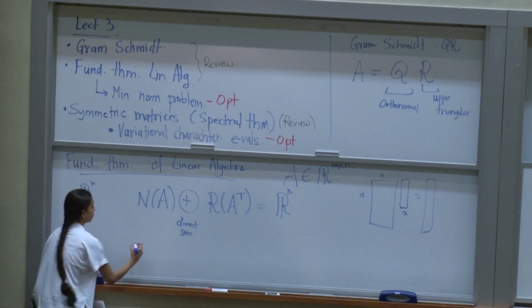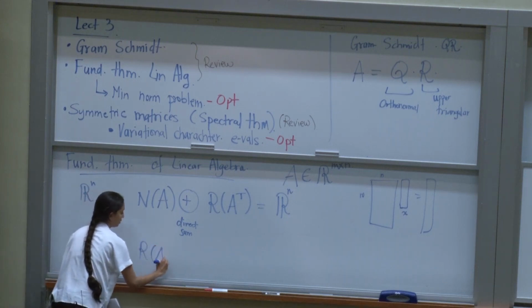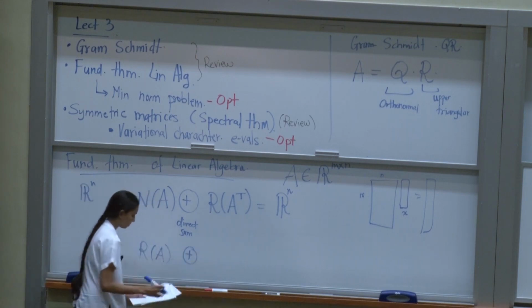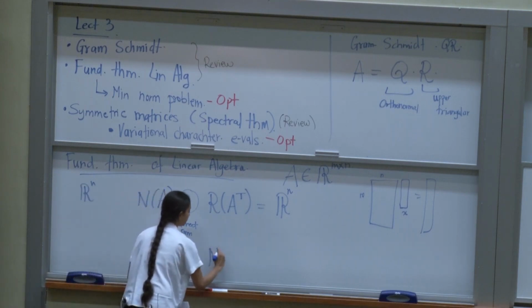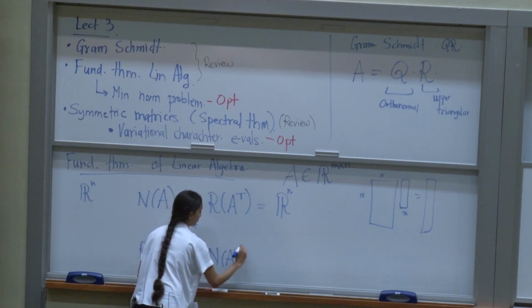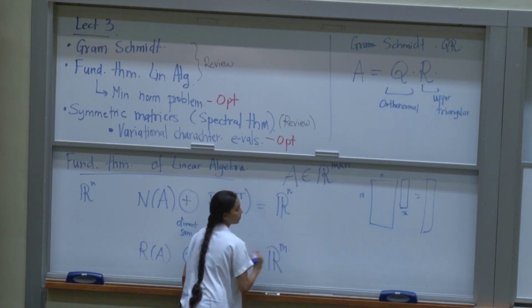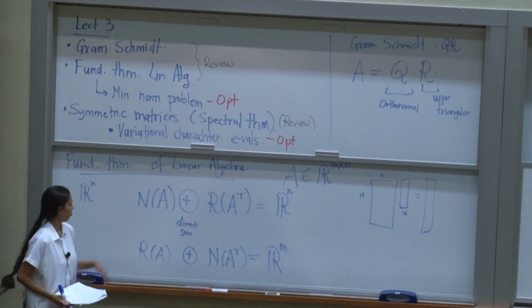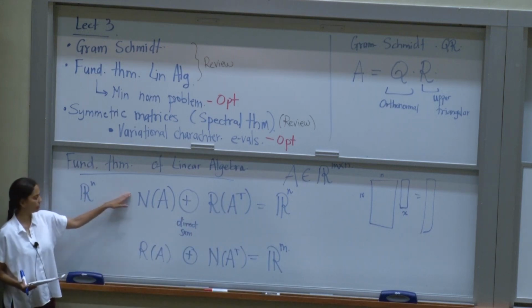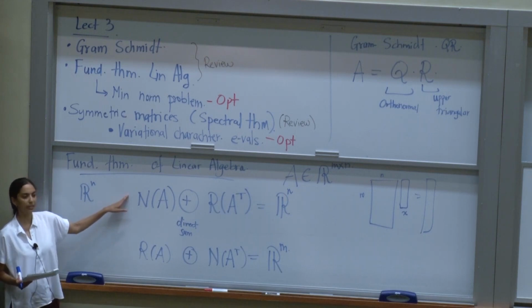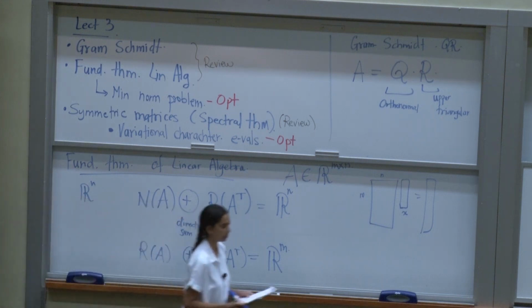And similarly, if I wanted to say something about the range space of A, well, I could say the range space of A, direct sum with the null space of A transpose gives me Rm, okay? We're only going to prove the first one because the second one follows immediately as a corollary simply by replacing A with A transpose, right? So we're only going to focus on proving this first thing.